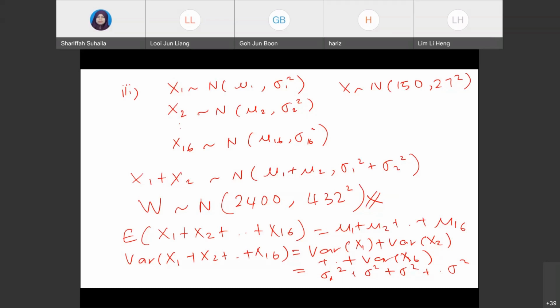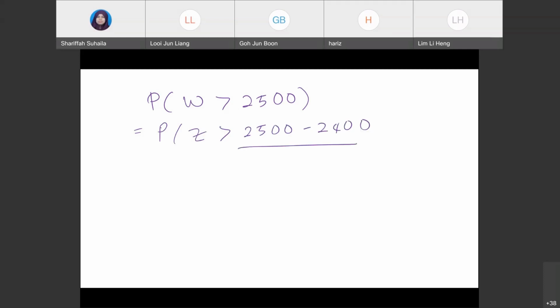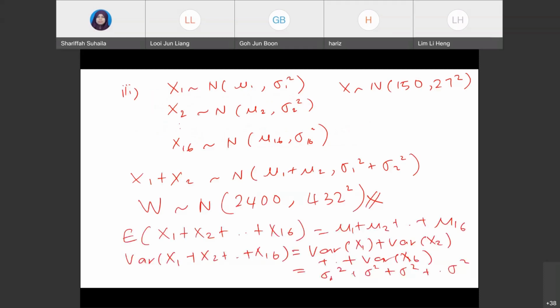Okay, so that's the mean probability, say W greater than 2500. So you just standardize: Z equals 2500 minus 2400. Okay, what was the standard deviation earlier? 432, that's 432 squared, so I just put 432. You take the sigma.